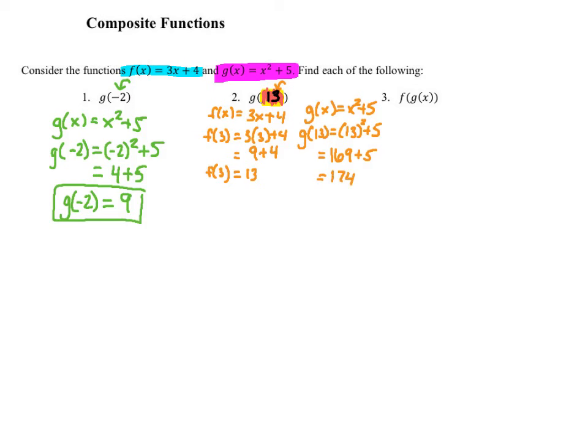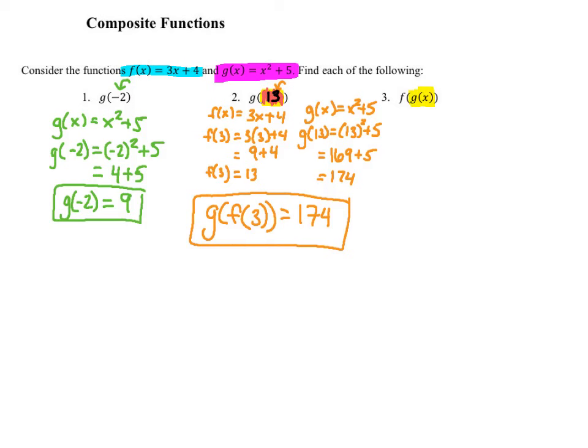So now, to write my answer, I'm going to rewrite the original function problem that I started with, g of f of 3. And then when I compute all that, I get the answer of 174. Let's take a look at example number 3. Example number 3 says f of g of x. I'm going to work with that inside function first, g of x.